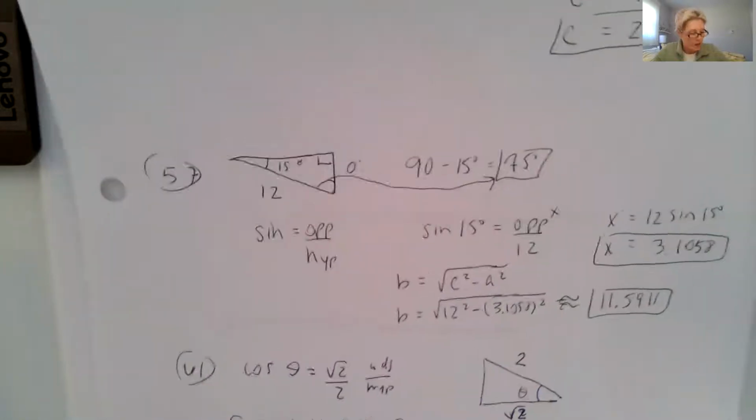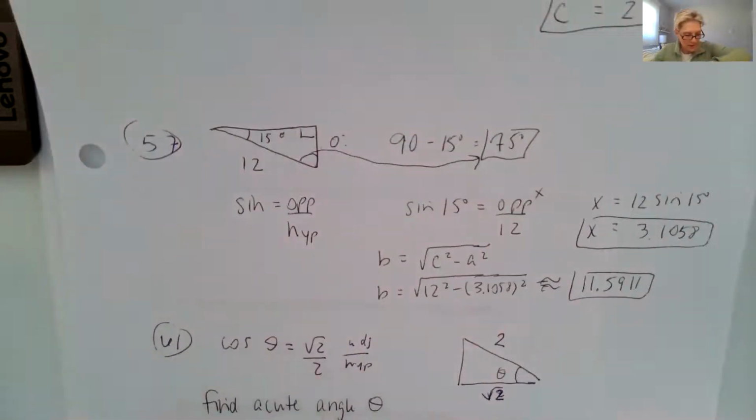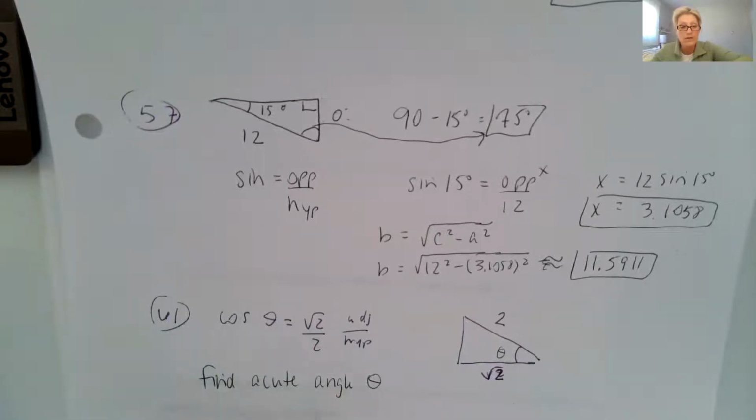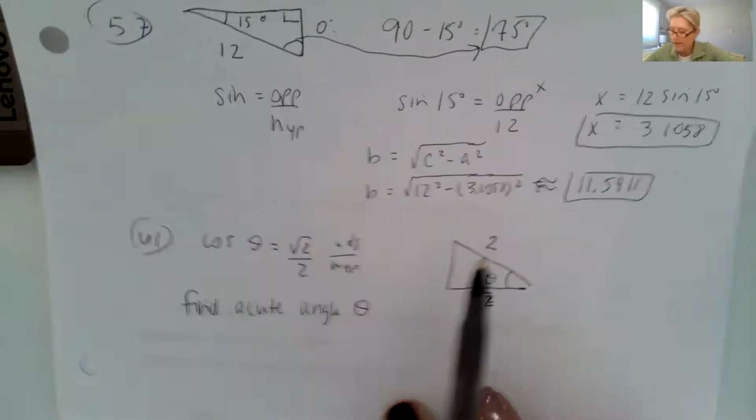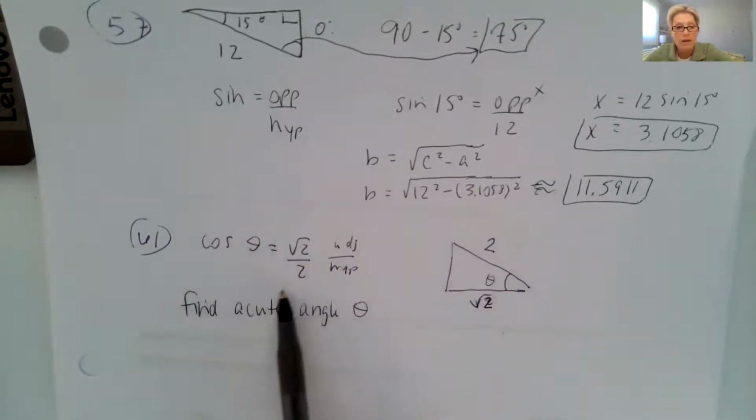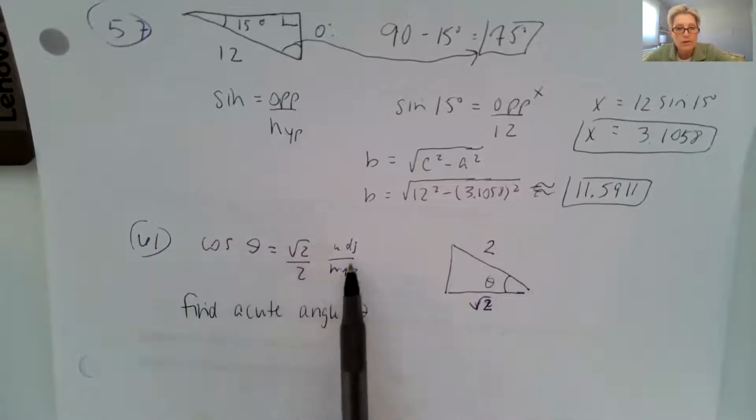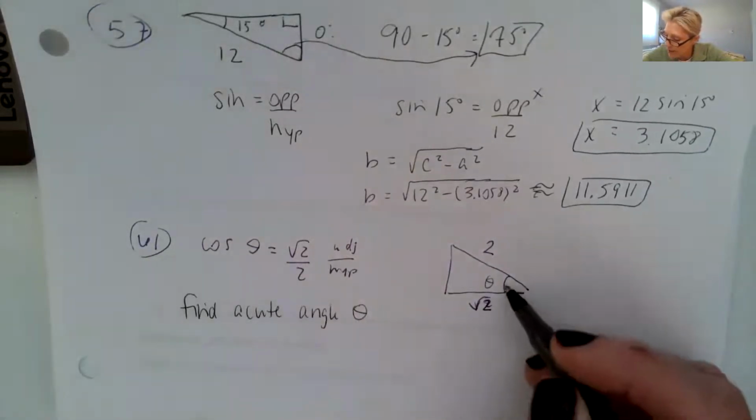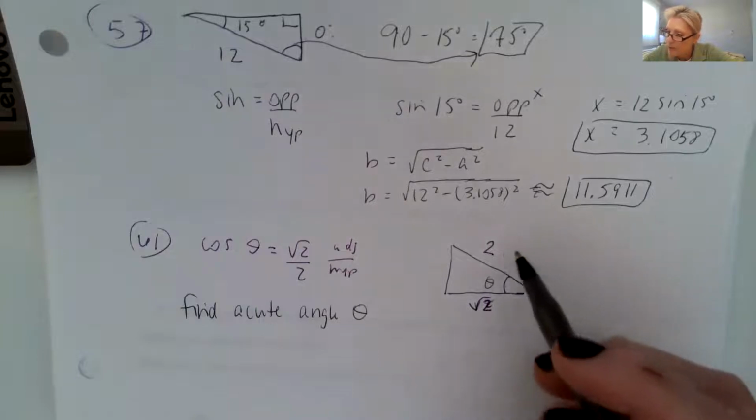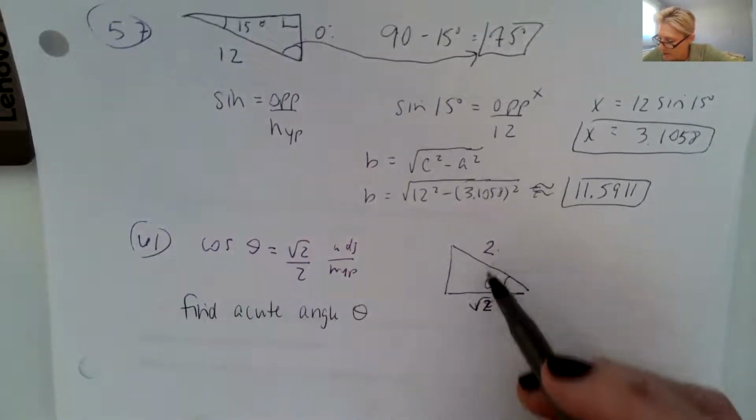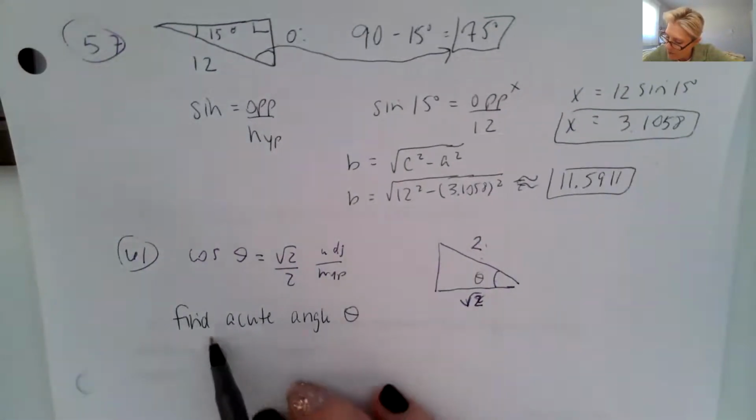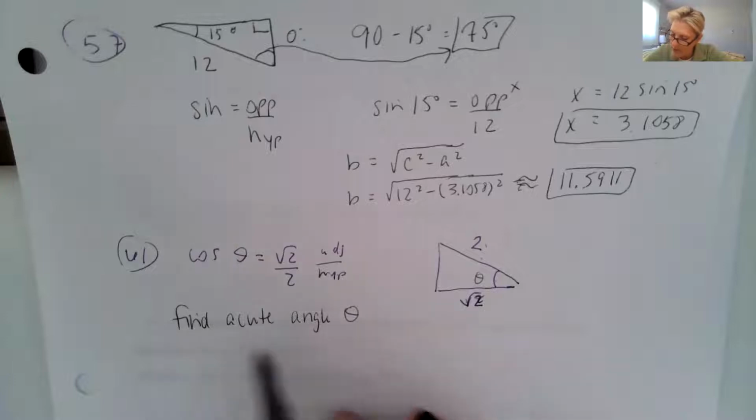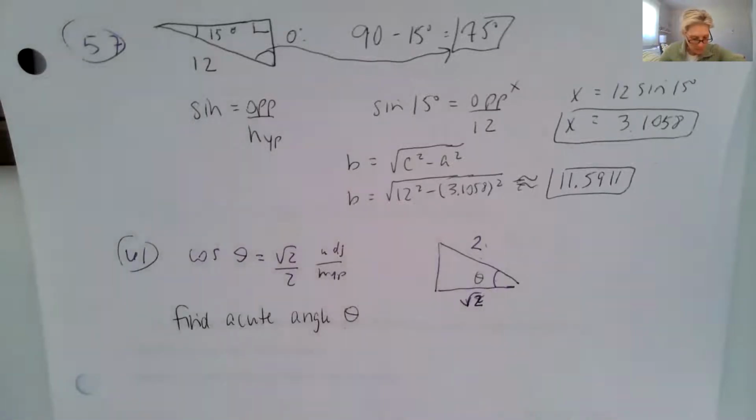Awesome. 61 is the next one. It's asking us to find the measure of the acute angle theta, and they gave us the cosine. So they gave us the cosine of theta is equal to the square root of 2 over 2. So we know the adjacent side to the angle is the square root of 2, and the hypotenuse is 2. Okay, so we want to find the measure of the acute angle.